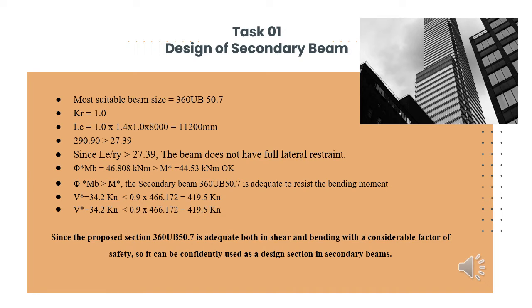To determine the most suitable secondary beam size that adequately resists the maximum design actions, trial and error methods are used for those calculations, and after some trials the most suitable beam size is 360 UB 50.7. Calculations are done as you can see in the slide. Since the proposed section 360 UB 50.7 is adequate both in shear and bending with a considerable factor of safety, it can be confidently used as a design section in the secondary beam.